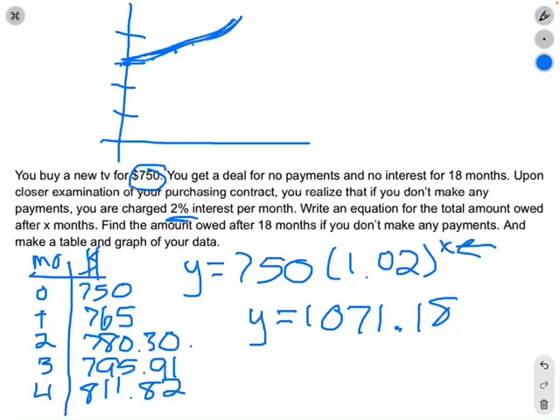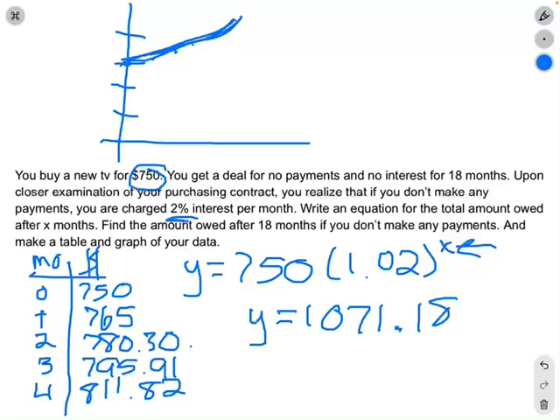If we wanted to know, let's say that partway through they extended it and said, hey, you don't need to make any payments or have any interest for 36 months. So in that case, we would do 750 times 1.02 to the 36th. Hold on, I made a mistake.